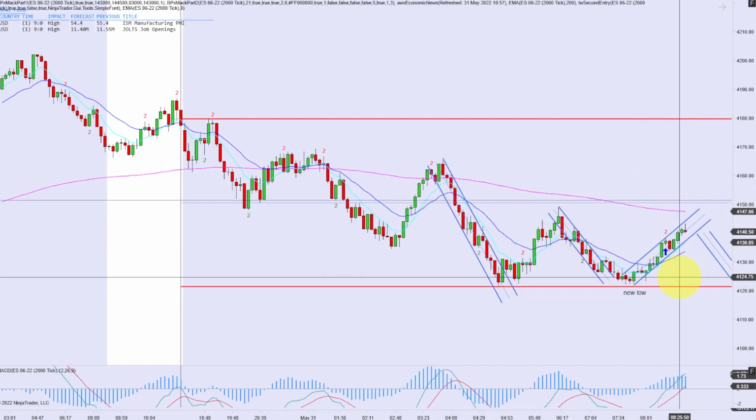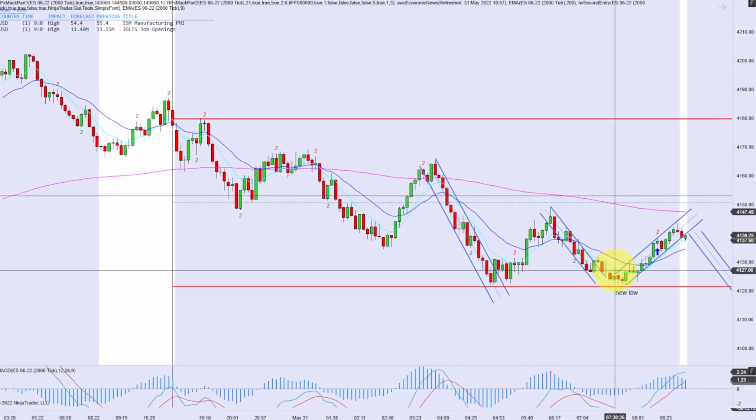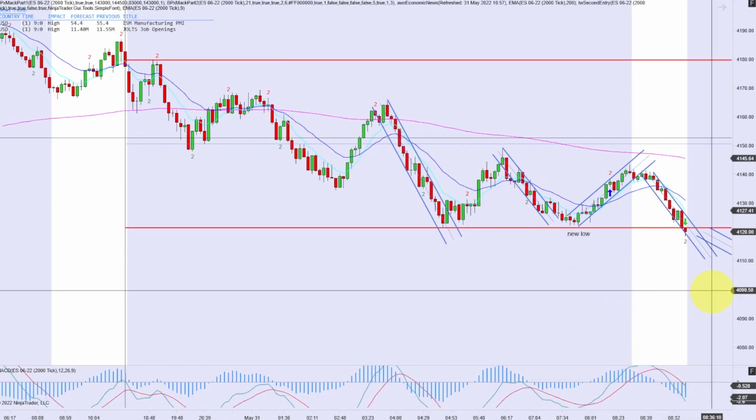I finished 3-0 for the day. Two really good trades I got towards the end of my trading session. So we'll go ahead and get right into it for today. This was the first trade that I took.